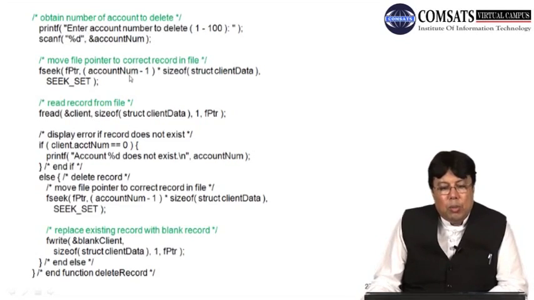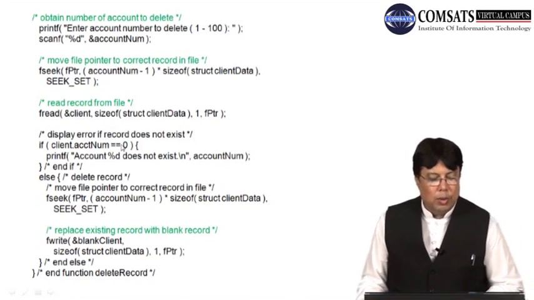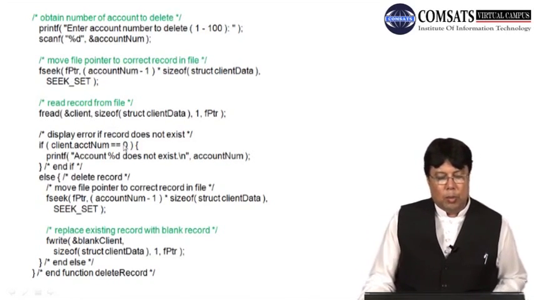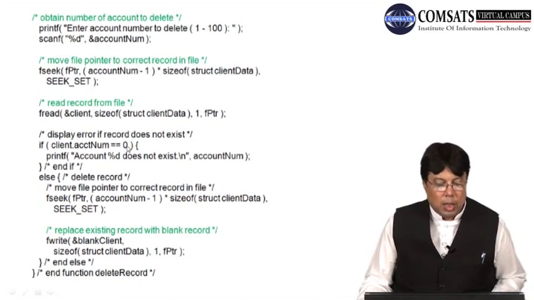Seek means you are going to position the pointer, because you have to read it. Once you read this, display an error if the record does not exist. If the record already contains account number 0, you will tell the user that they are requesting to delete an account which already does not exist.